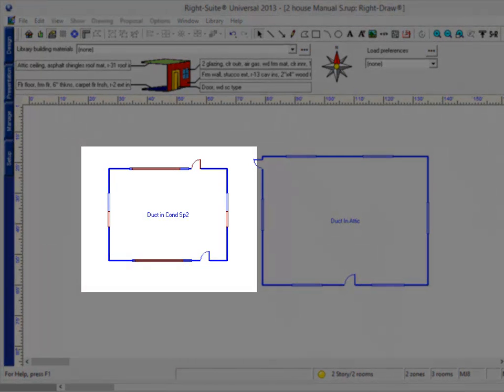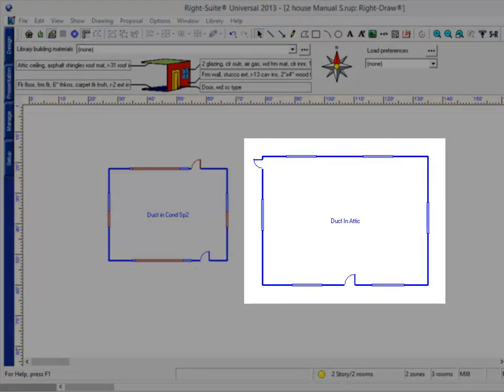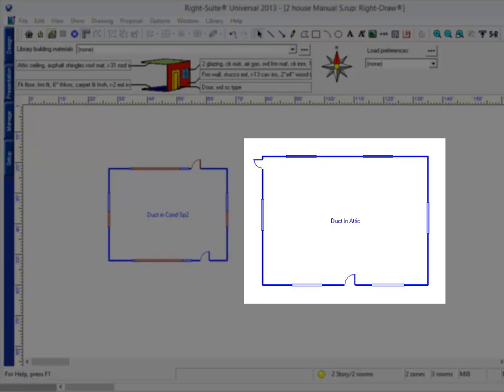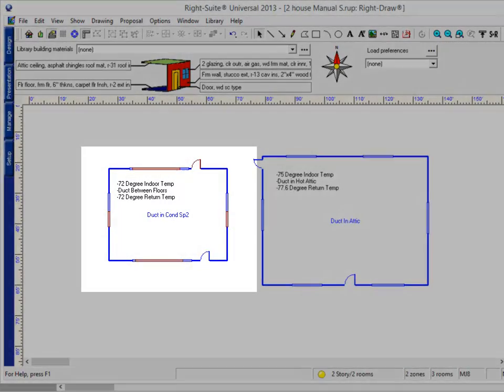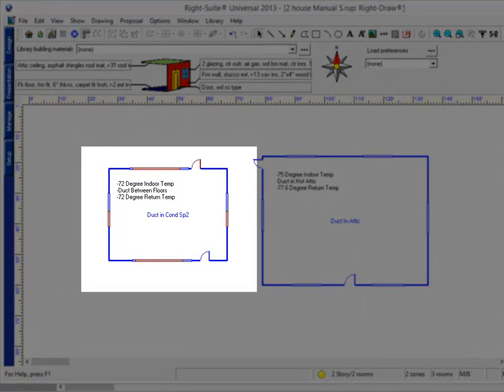The house on the left has a smaller footprint with two conditioned floors. The house on the right, a ranch-style home with a larger footprint. Though the differences don't end there. The house on the right has an average quality duct system located in its attic. This house has been designed for a 75-degree indoor temperature, while the other house has ductwork located between the conditioned floors and has been designed to maintain an indoor temperature of 72 degrees.